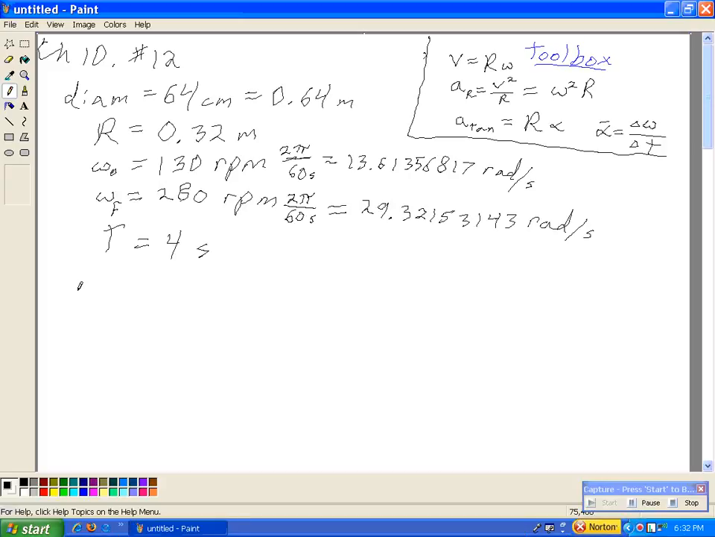The first question is, what's the angular acceleration of the wheel? The angular acceleration, if we look in our toolbox, is the change in angular velocity over the change in time. That's the average acceleration. So let's find the angular acceleration. Final minus initial over time. If you plug that in, you get 3.9.